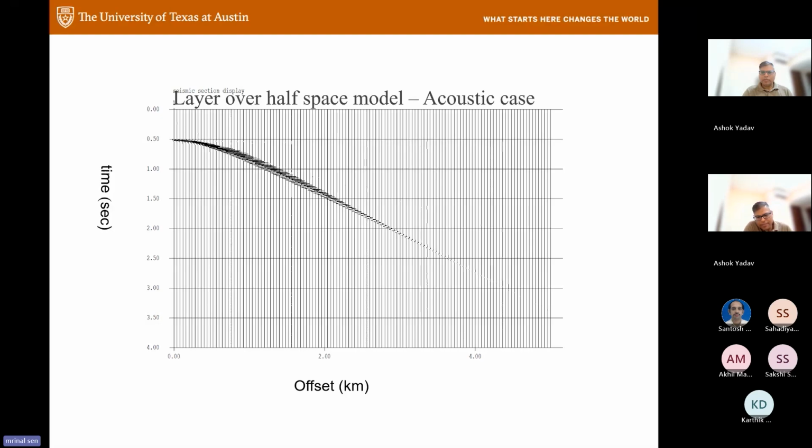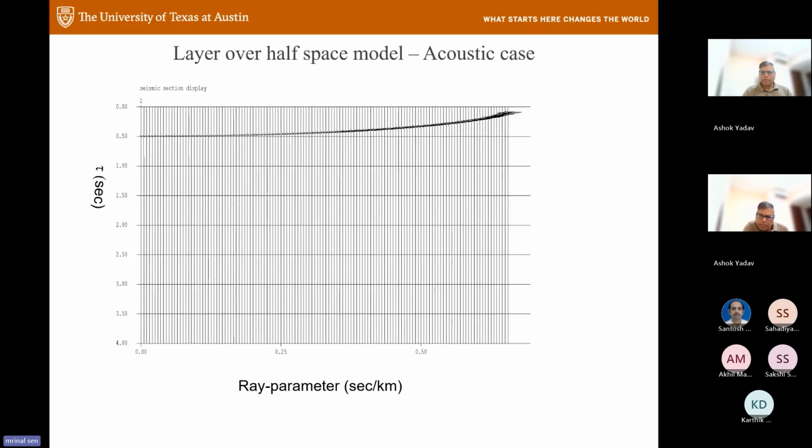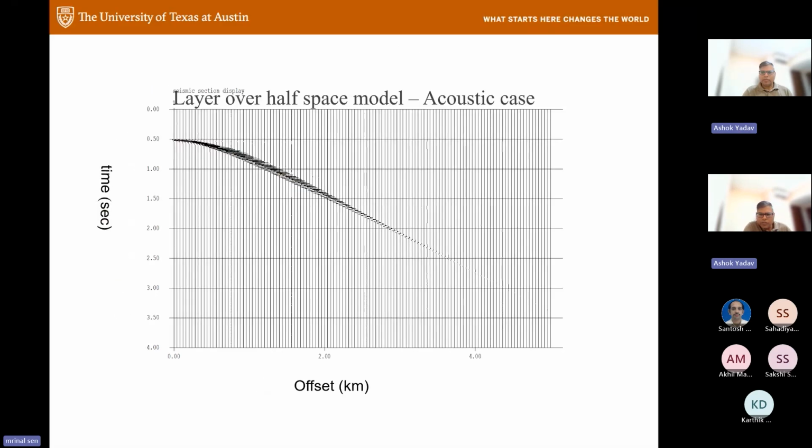We must have, right? Remember, this is a plane wave response, and this is a point source response. For the point source, it is spreading out, so the amplitude is decreasing. Good. So this one has spreading and this one does not have spreading.